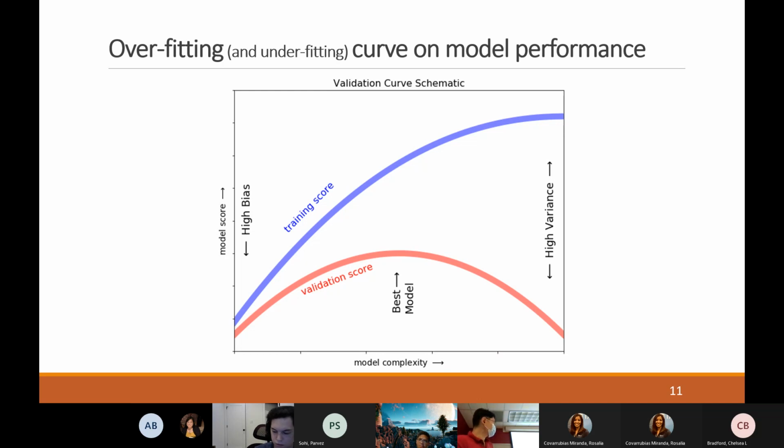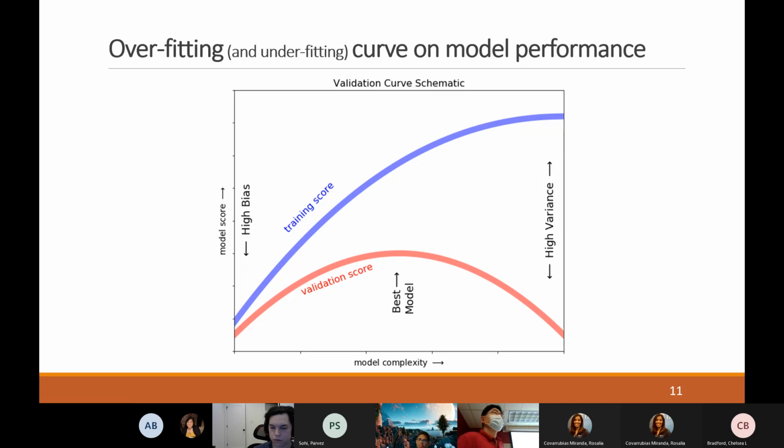Also, you want to make sure that you're comparing apples with apples. You're comparing neural networks with different levels of complexity, or you're comparing regression models with different levels of complexity. You don't compare regression models with neural networks on the same graph. You don't do that.